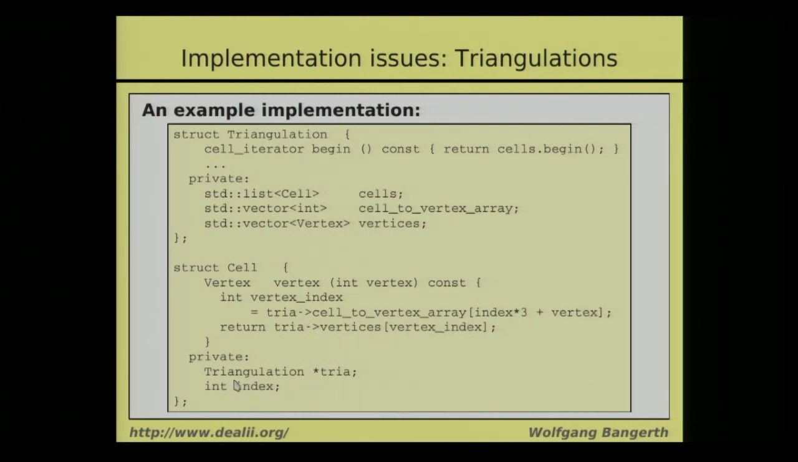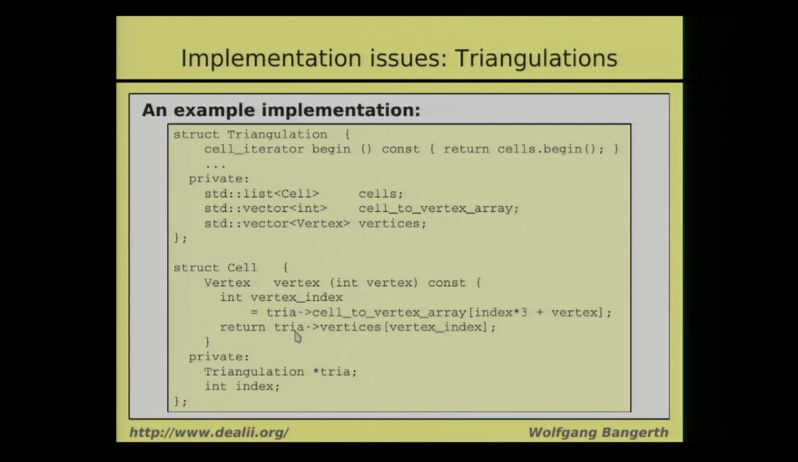Okay, it stores an index that represents which cell it is. So let's say if index is 4, then that's the 4th cell of the triangulation. So I can get the indices of the vertices that correspond to the cell by multiplying index by 3, because every cell stores 3 vertices, and adding to it the offset within this cell. That's going to be the index of the vertex that I'm accessing.